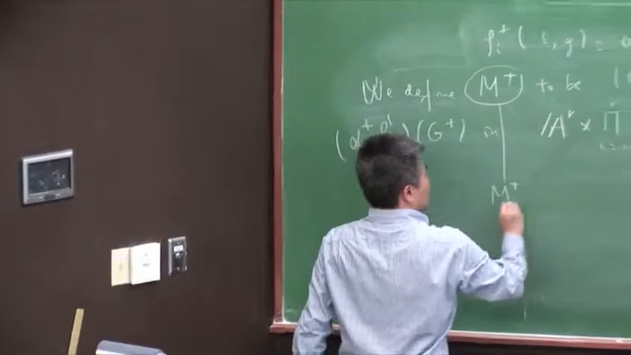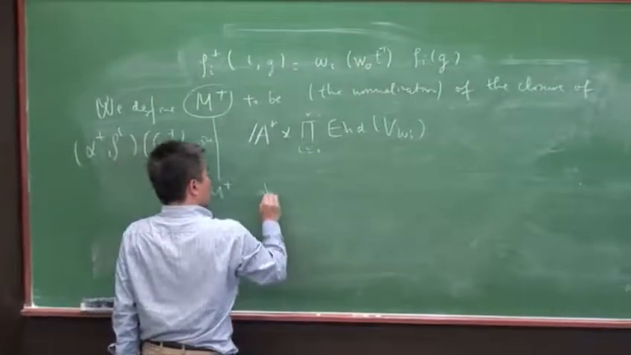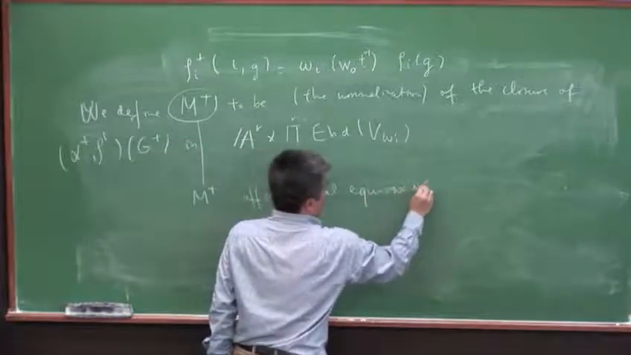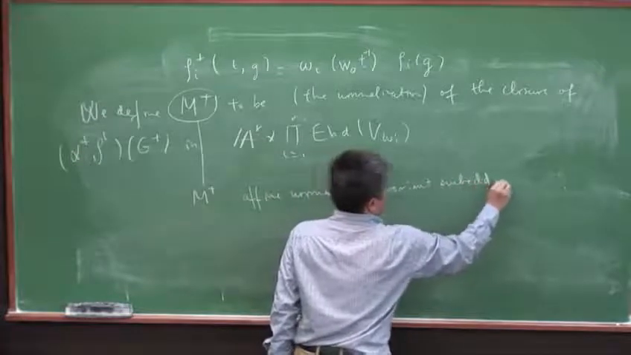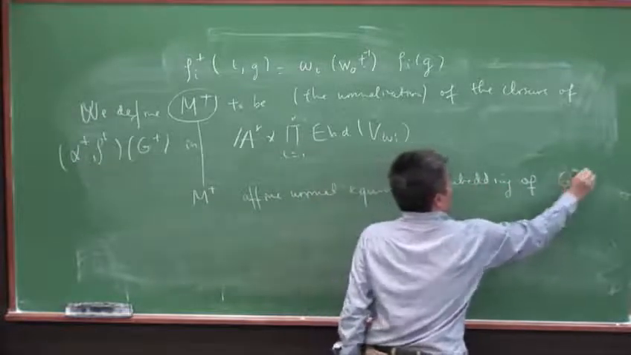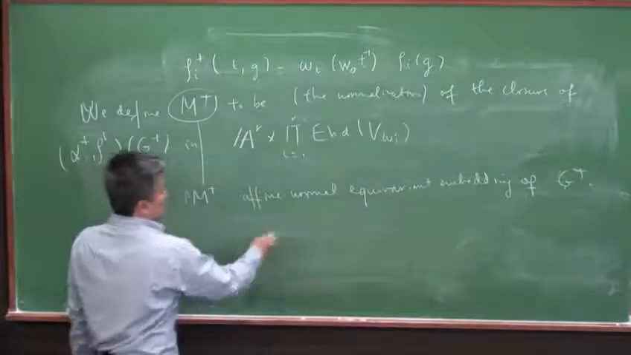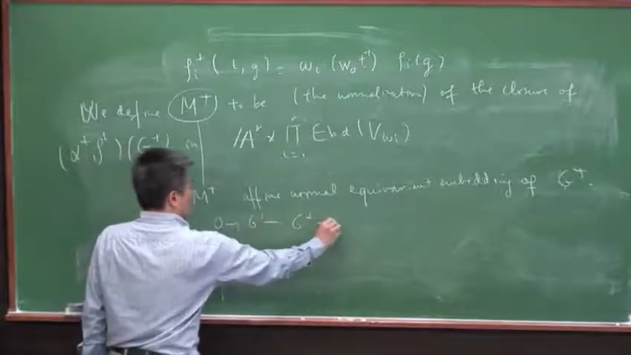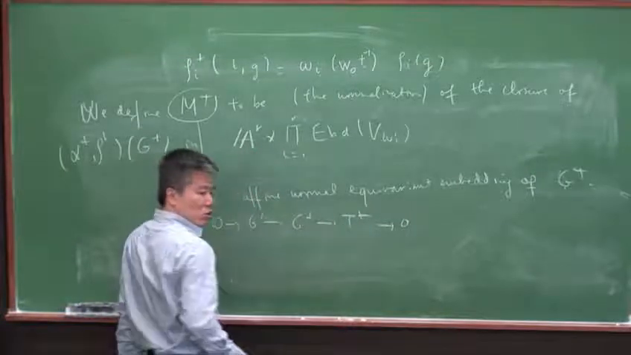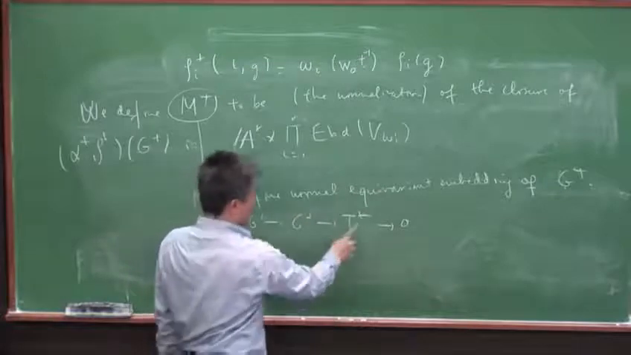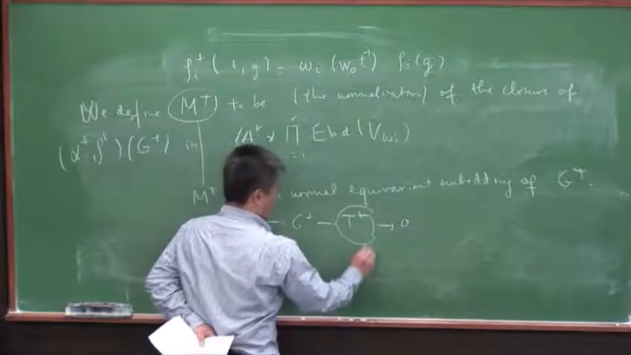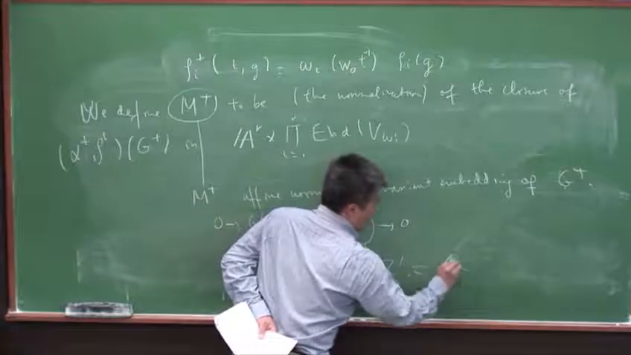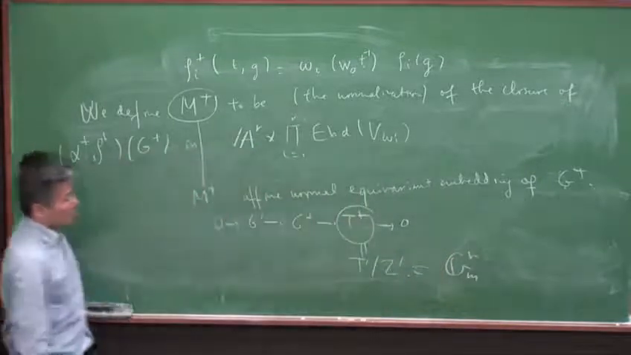M plus is an affine, equivariant embedding of G plus. And G plus has a sequence to T plus. T plus is almost a maximum torus, but not quite because they have the center. This is a maximum torus of the adjoint group. And this is actually isomorphic to GM to the R, with the simple roots.